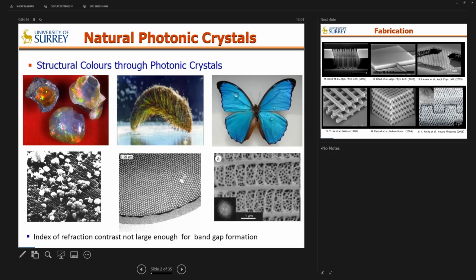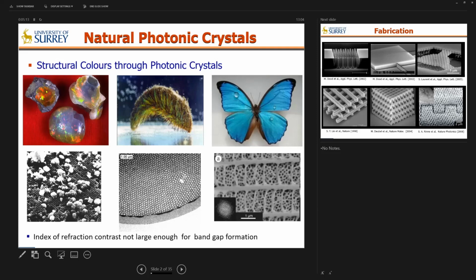Because they are present only for a certain frequency, at a certain wavelength, at a certain incidence angle. And the reason behind not getting a full gap for all the wavelengths and all the angles is simply because the materials making up the structure, the silica spheres and the air, do not have an index contrast large enough to allow for the formation of the gap.